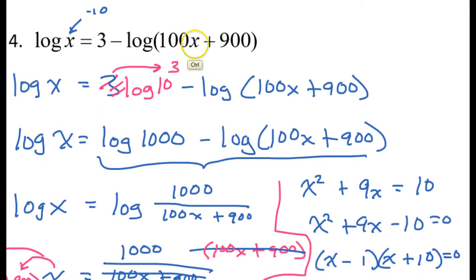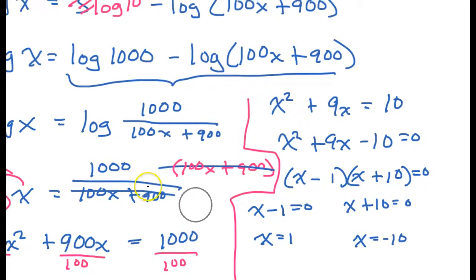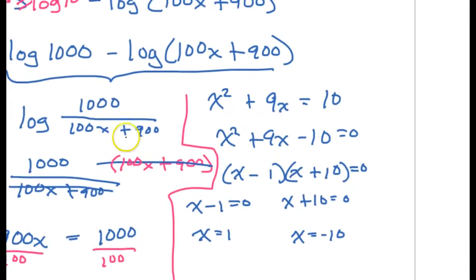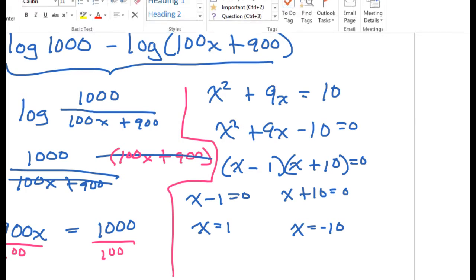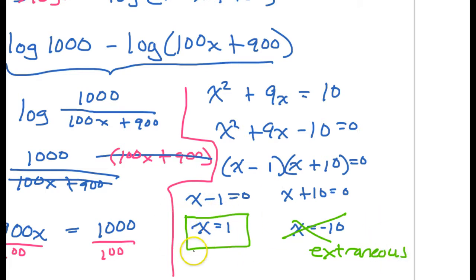Now, positive 10 would be fine. Positive 1 is the other solution. Positive 1 would be fine. No negative inside the log. Okay, so we will have to throw out the x equals negative 10. That is extraneous. And x equals 1 is our only solution.